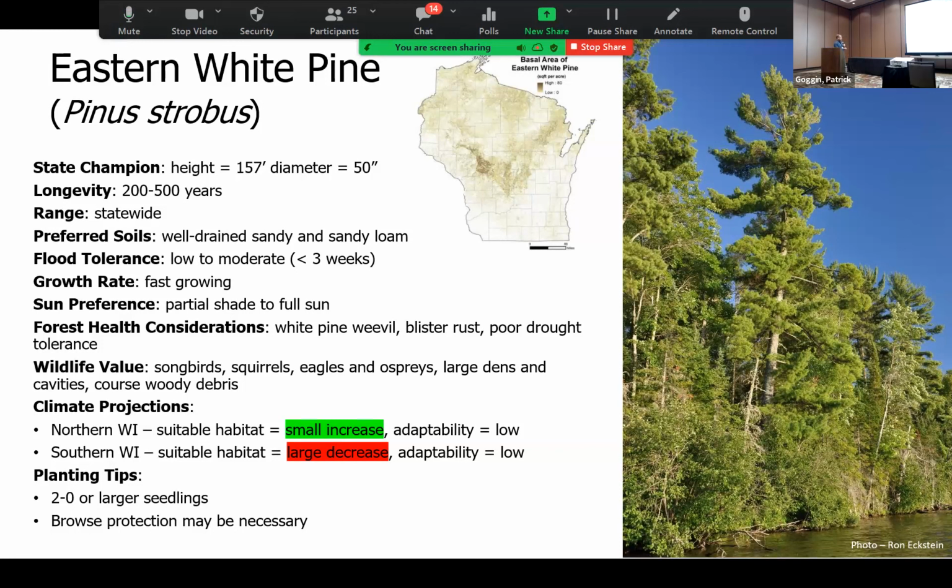From a climate perspective, in the north, it's projected to increase in habitat. In the south, a large decrease. So again, I think in more protected environments, like in the driftless area, in some of the coulees, we'll see white pine being able to maintain itself, but it may not do well in some other areas. And if you're planting it, nursery stock in particular may be susceptible to deer browse, so you may need to protect it in some way.